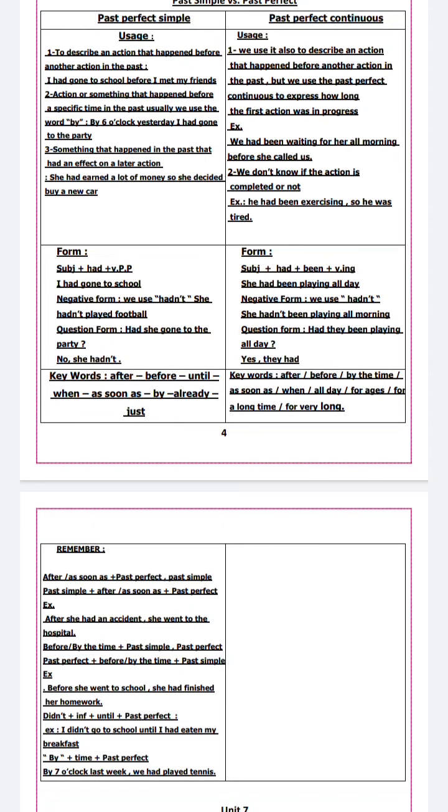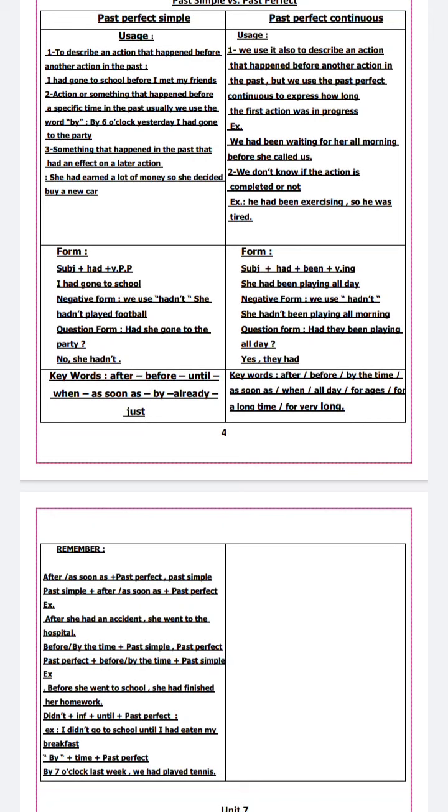Number two, action or something that happened before a specific time in the past. Usually we use the word by, like by 6 o'clock yesterday, I had gone to the party. Again, it's an action that happened before a specific time in the past. So here we are using a specific time, the real timing, like 6 o'clock. By 6 o'clock yesterday, I had gone to the party.